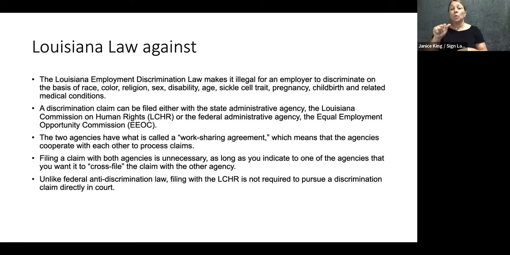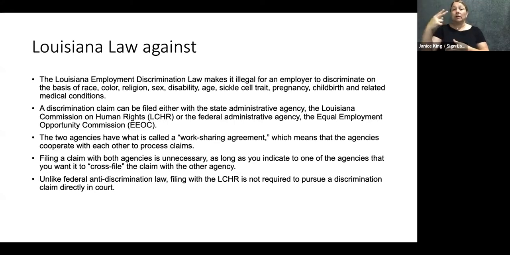Louisiana law against disability discrimination. Louisiana law also covers it. It makes it illegal for an employer to discriminate on the basis of, among other things, disability. As part of the process, you can file a complaint with a state administrative agency, in this case, the Louisiana Commission on Human Rights. You can also file it with the EEOC.